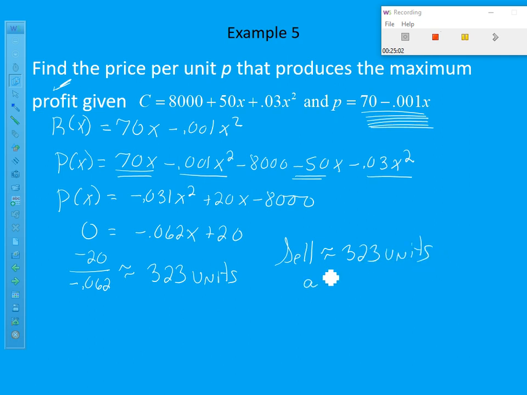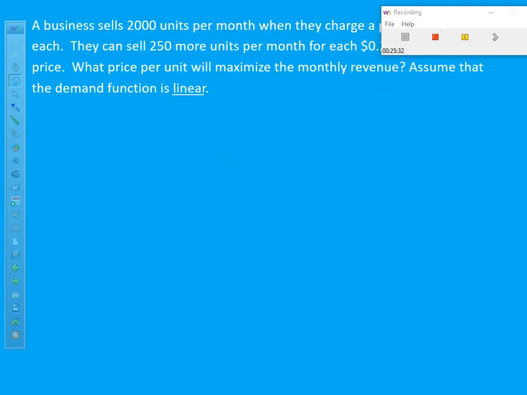To get that price, take this 323 right back up to there. So I'm going to sell 323 units, and I've decided that the price we can charge to maximize my profit is $69.68. So be careful: profit, average cost, just read the problem. Okay. Looks like video-wise I'm going to be sitting really good. I've got two more examples. It'll look familiar to you once you see them again.